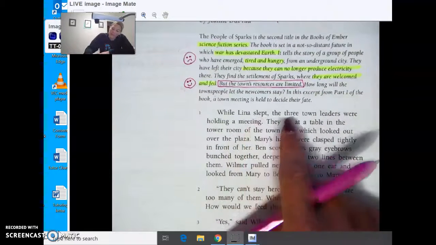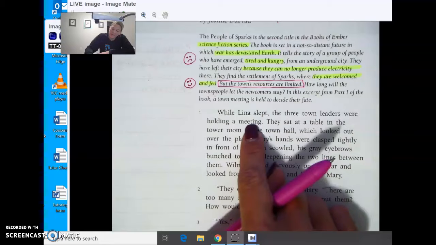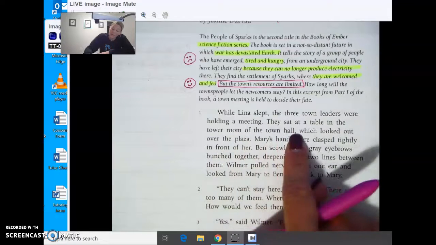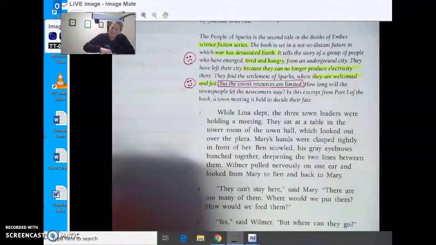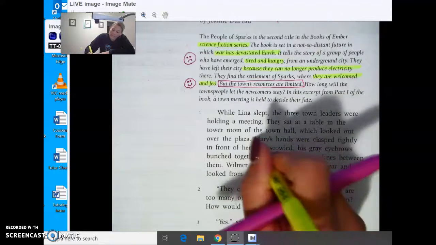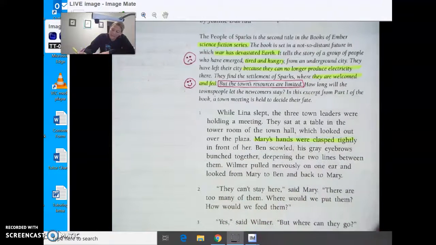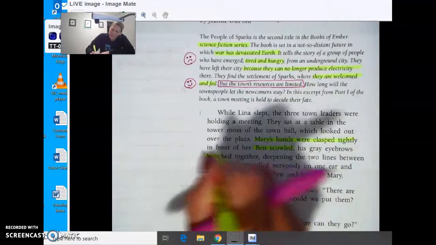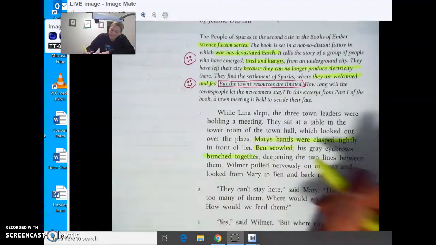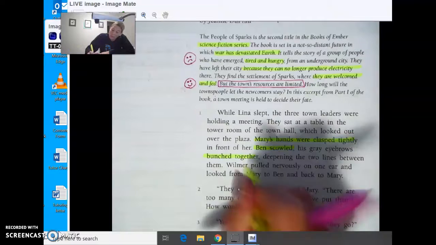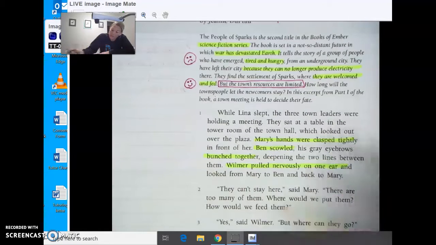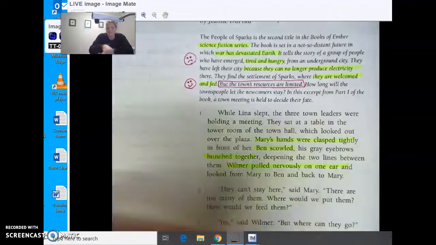While Luna slept, 3 town leaders were holding a meeting. They sat at a table in the tower room of the town hall, which looked out over the plaza. Mary's hands were clasped tightly in front of her. Ben scowled, his gray eyebrows bunched together, deepening the 2 lines between them. Wilmer pulled nervously on one ear and looked from Mary to Ben and back to Mary.